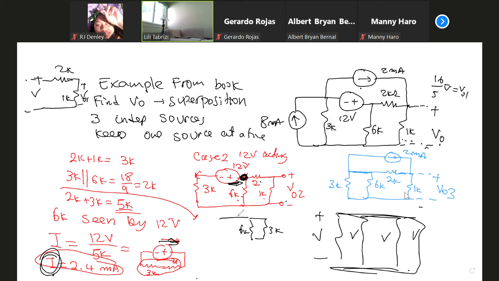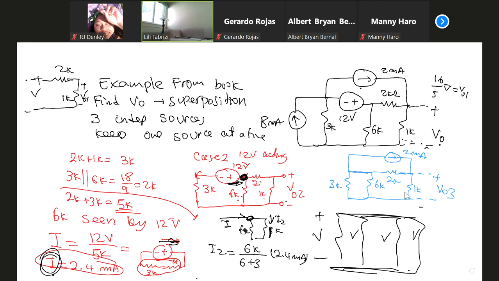There is a current I arriving at the node, with 6K and 3K. Find this current, call it I2, using current division. It's equal to 6K divided by 6 plus 3, times 2.4 milliamp. You see 3K in parallel with 6K. You want this current because you want to find V02. Sorry, 3K, 1K, sorry.